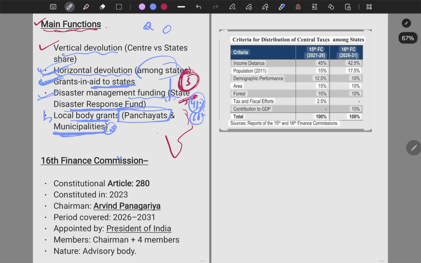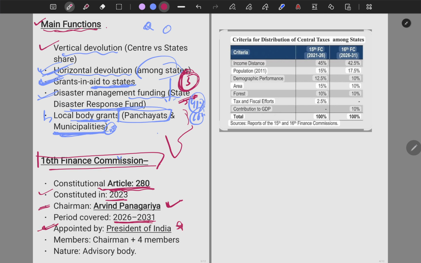You should remember this. The latest commission that has been constituted is the 16th Finance Commission. Under what article is this constituted? It's constituted under Article 280 of the Constitution, and the 16th was constituted in 2023. The chairman of this 16th Finance Commission is Arvind Panagariya. You should remember this factual information. And the period it will cover is from 2026 to 2031.